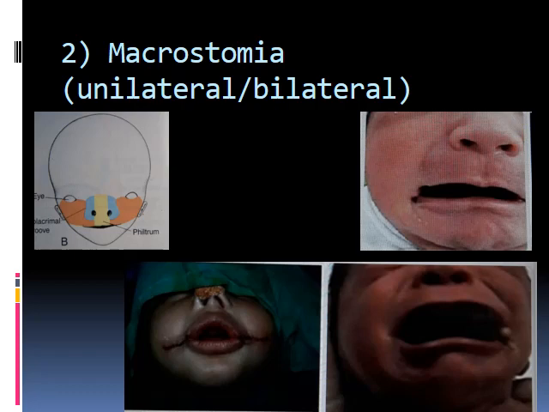Another congenital anomaly is macrostomia. So macrostomia, it means wide mouth. Macrostomia will result when the maxillary process and the mandibular process fail to fuse to a larger extent. Okay? So then the baby will be born with a very wide mouth. These are diagrams showing macrostomia, and this might require surgical correction.